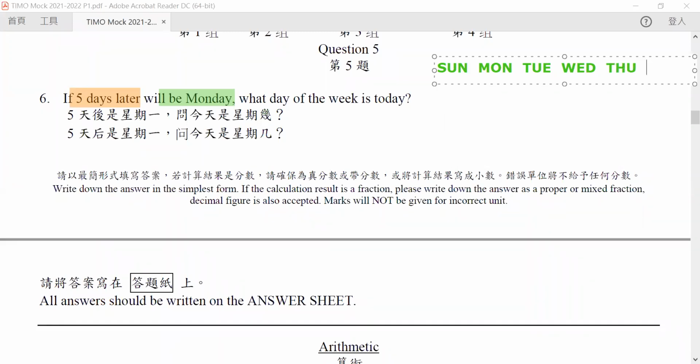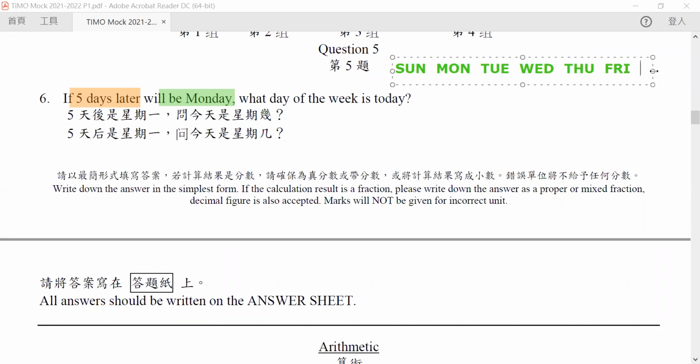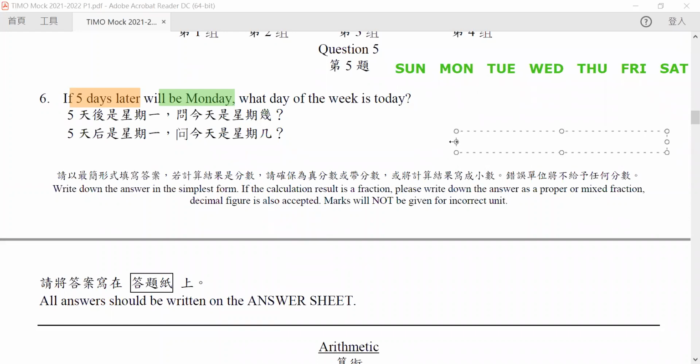So now in here, I will draw out the days of the week for our calendar. So you know that the day now is Monday, right? So this is now. Oh, so this is 5 days later. Okay, so now by this you can try to count them by hand.